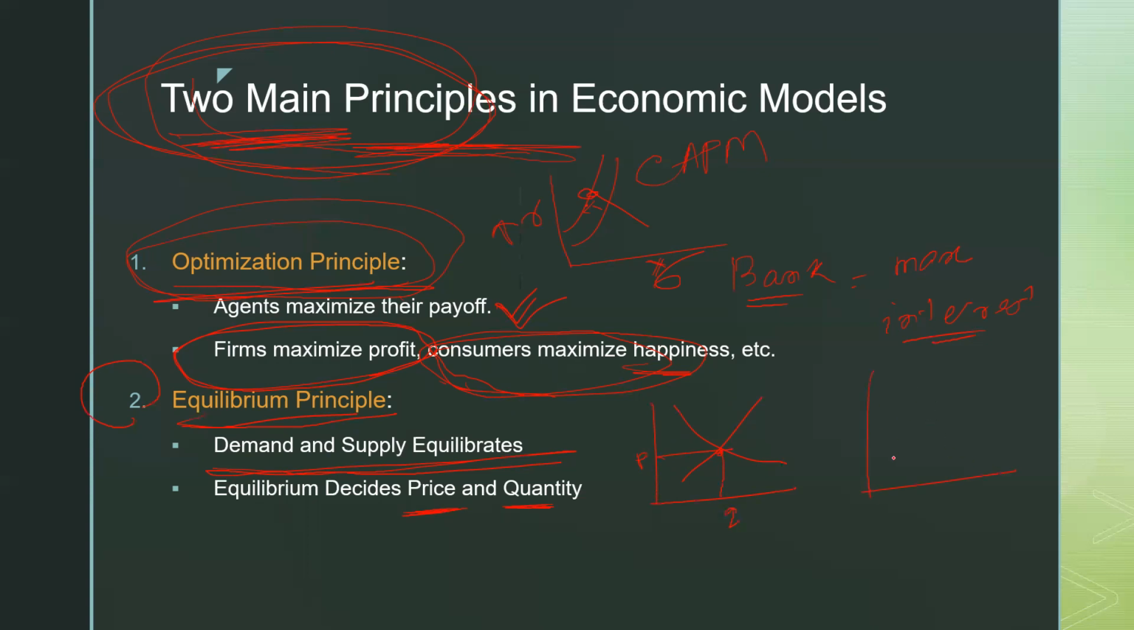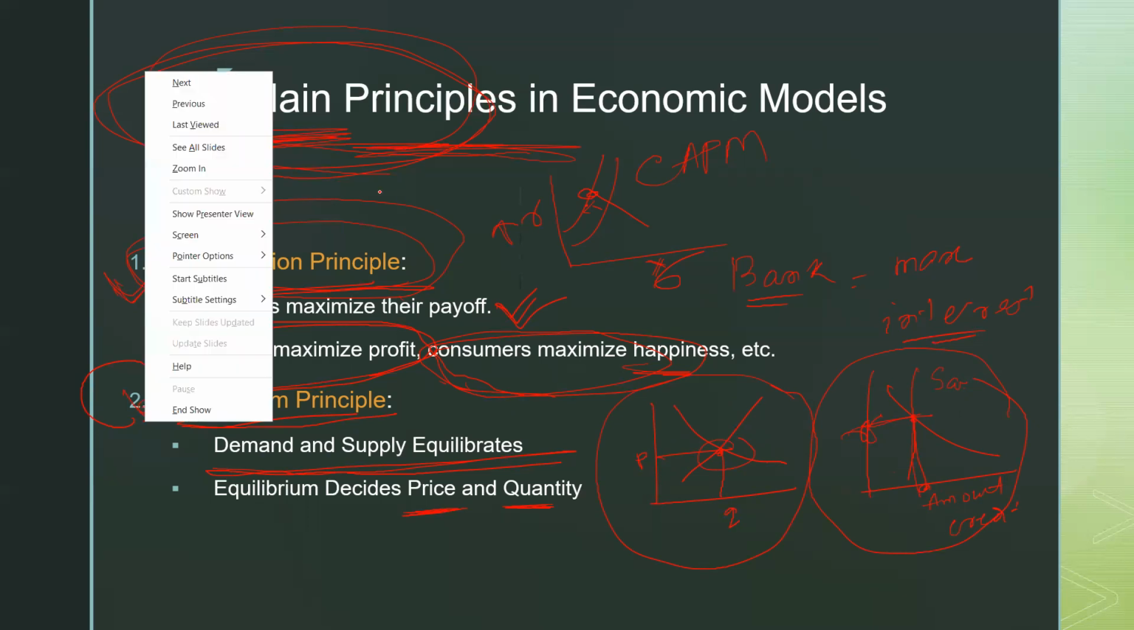Similarly, if this is the amount of total savings available in an economy and this is the demand for credit, then this will be your amount of credit, or amount of loans, and this will be your interest rate. So in the goods market, equilibrium decides price and quantity. In the loan market, it also equilibrates the amount of credit or loans and the interest rate. So you understood that in economics, these two principles always work: optimization and equilibrium.